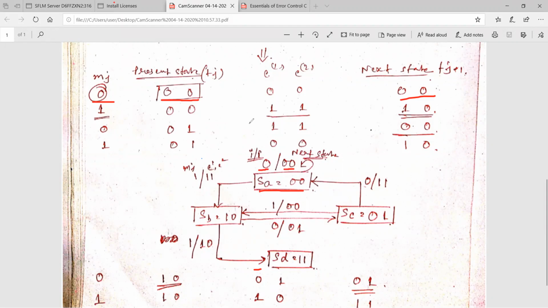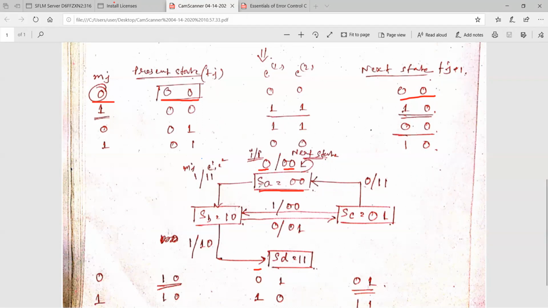So I'm just representing this table in this state diagram. Okay, so you have to just follow how I'm representing it. First of all, I have written all the possible combinations of S1 S2, that are SA equals to 0 0, SB equals to 1 0, SC equals to 0 1, and SD equals to 1 1. This is all possible combinations because there are 2 delays, so the total possible combinations will be 4. So that's why it is SA SB SC SD.